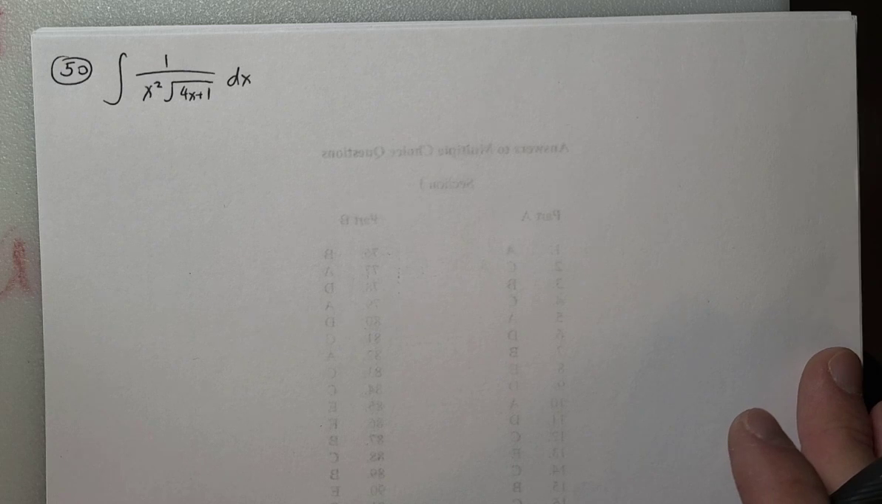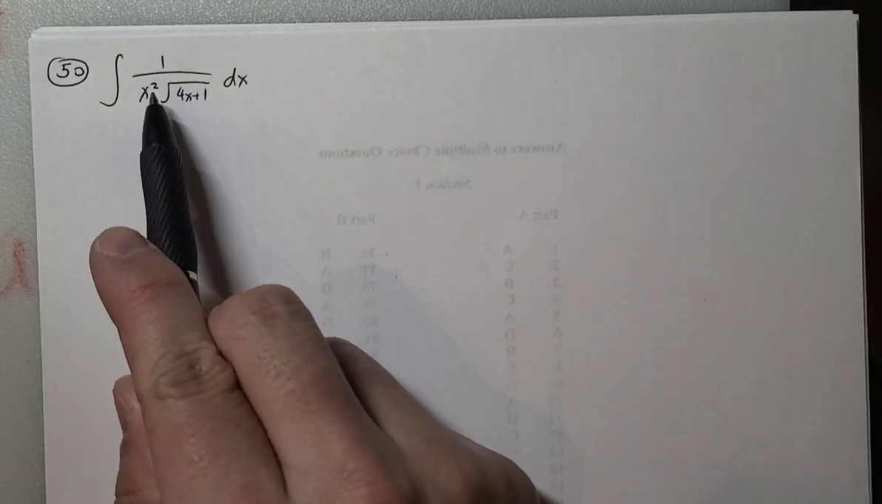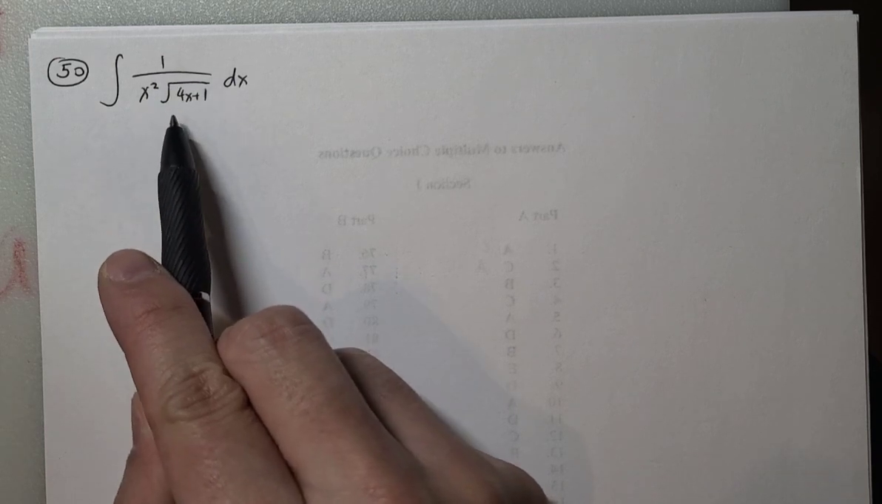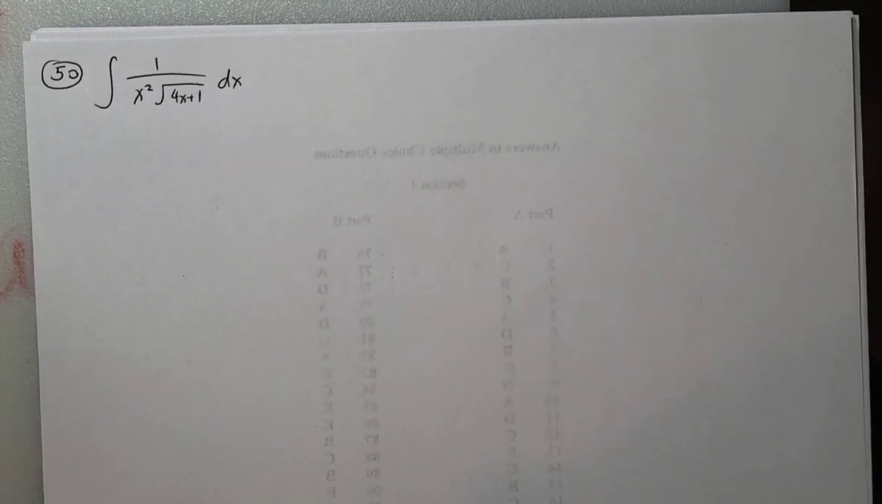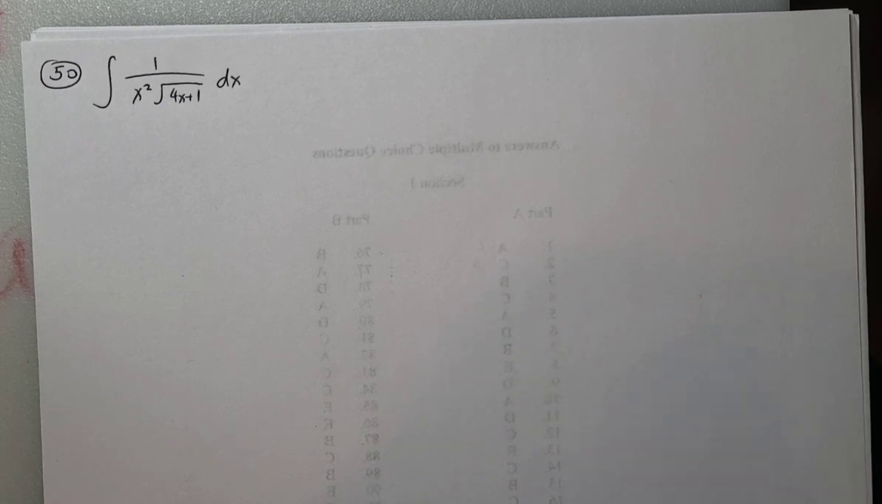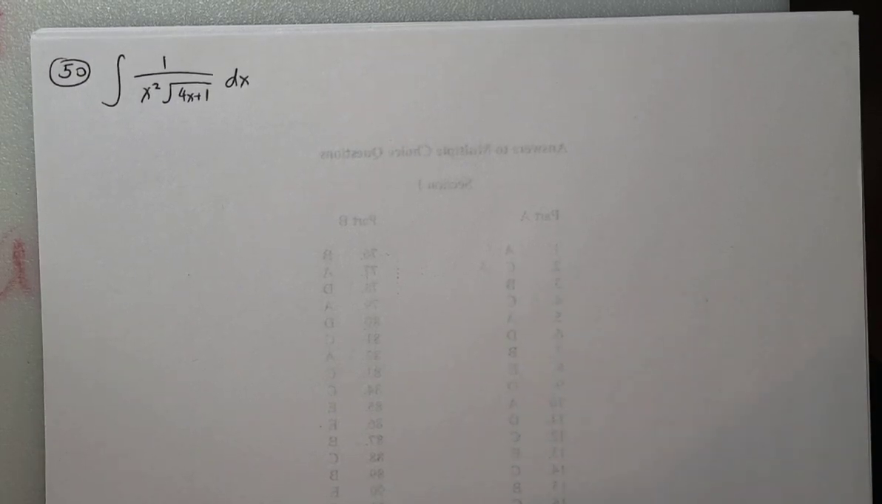Can we do integration by parts? Well, it is a product of two things, for example, 1 over x squared and 1 over the square root of 4x plus 1, but it seems complicated if we do integration by parts. So let's maybe avoid that. Maybe we have to do it, but let's leave that as one of the last resorts.